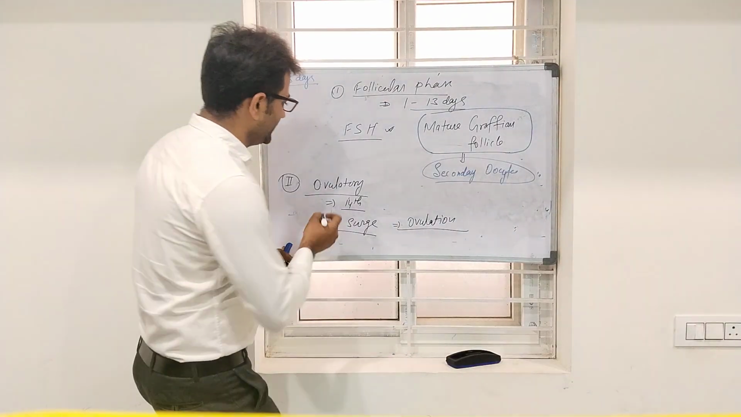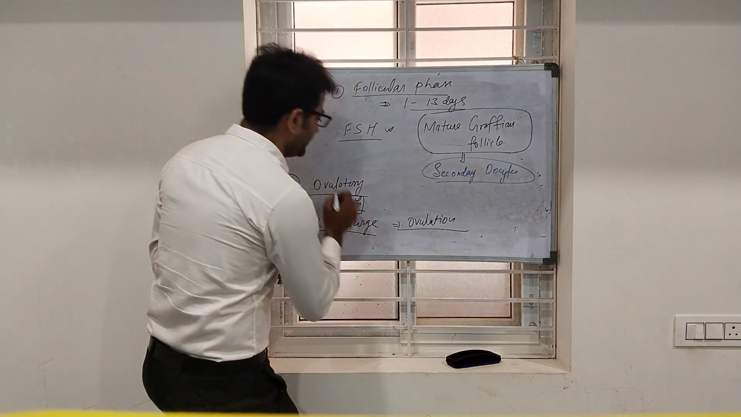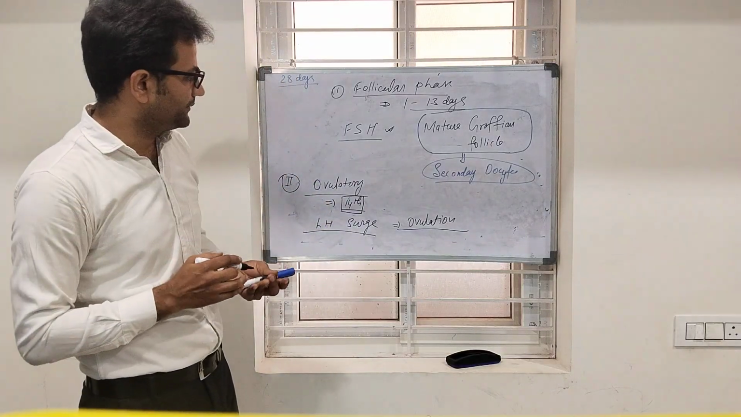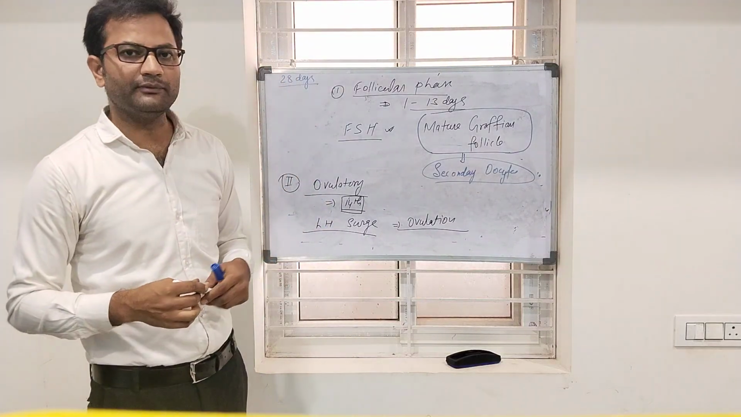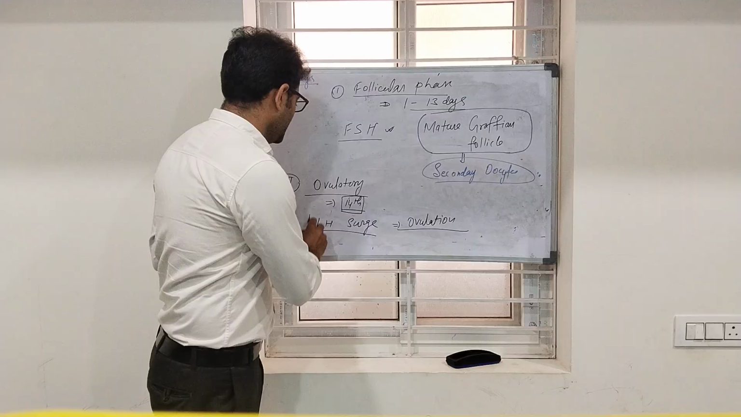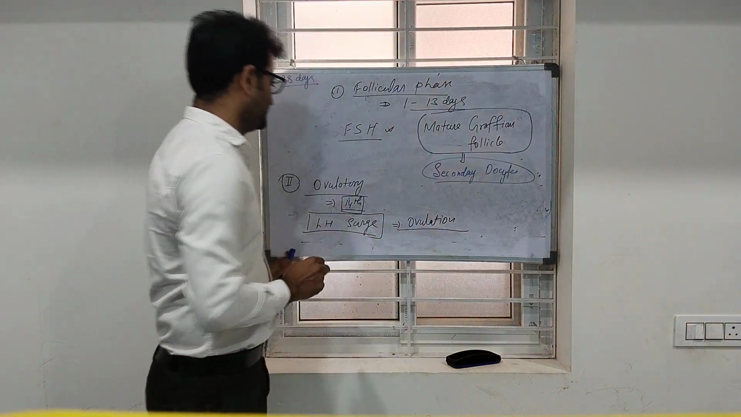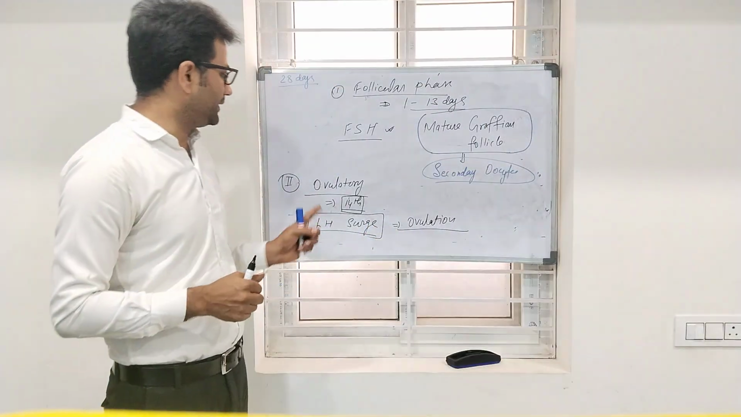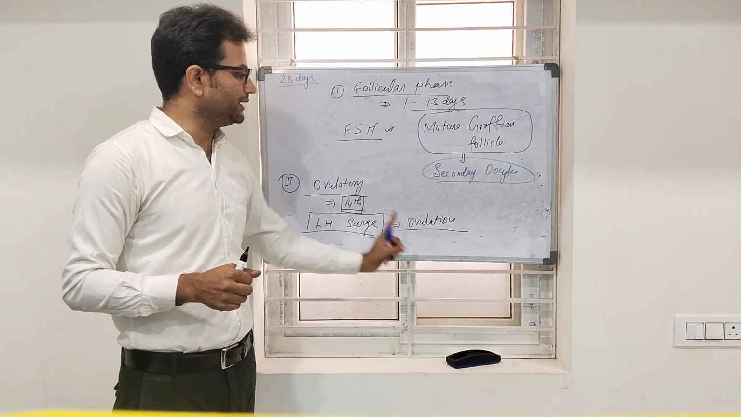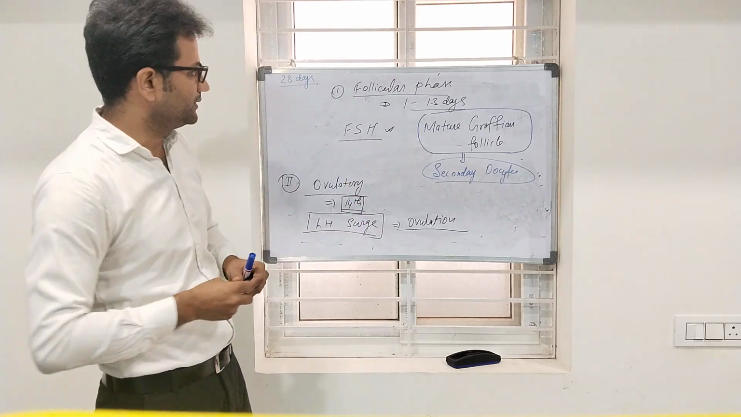So ovulation, we can say, takes place on the 14th day, or the middle of the menstrual cycle. And the responsible hormone for ovulation is LH. Because of the high level of LH on the 14th day, ovulation takes place.